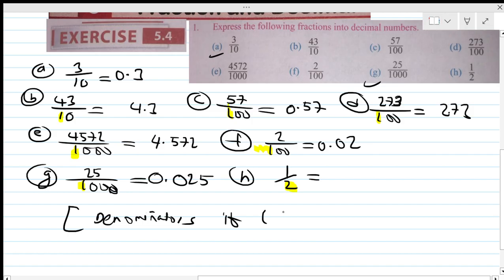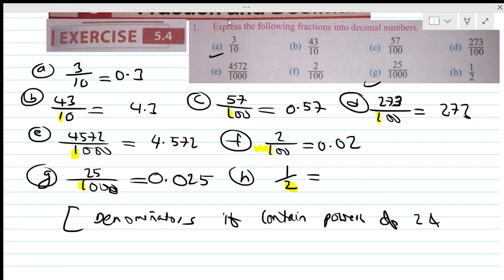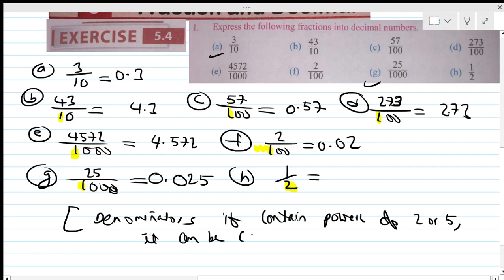So the case is, if the denominators contain powers of 2 or 5, both 2 and 5 may also be there, or either one of 2 and 5 or their powers. They may contain powers of 2 or 5. It can be converted without doing actual division, converted directly, we can say.